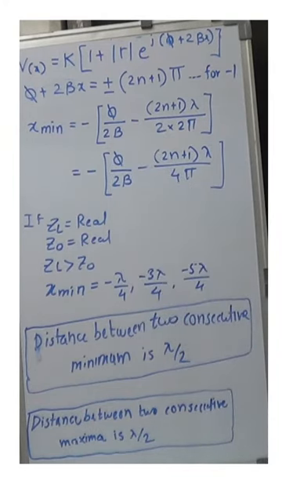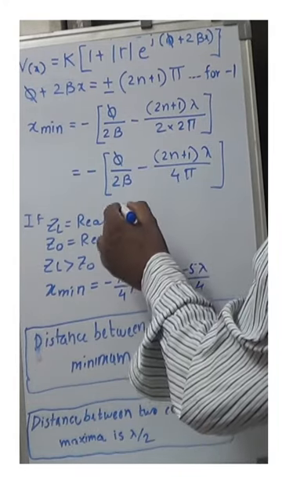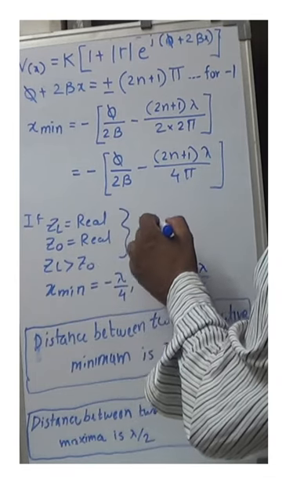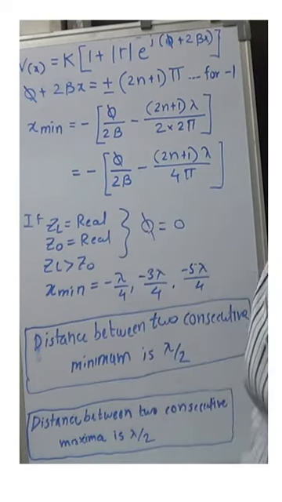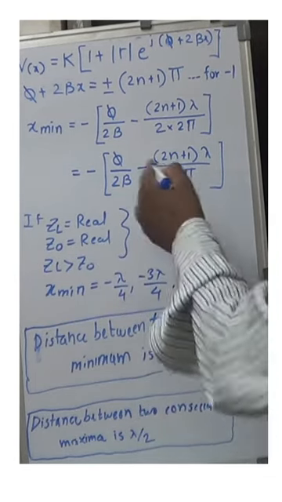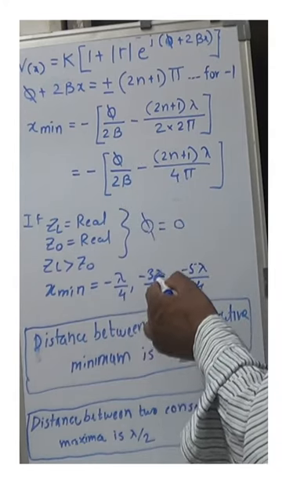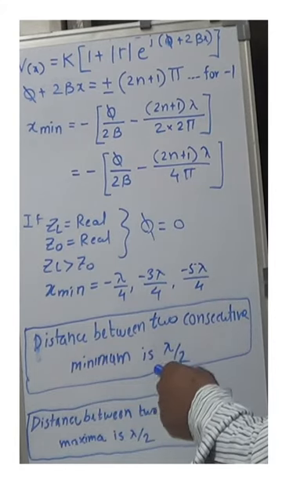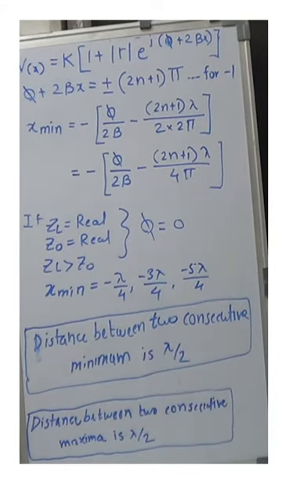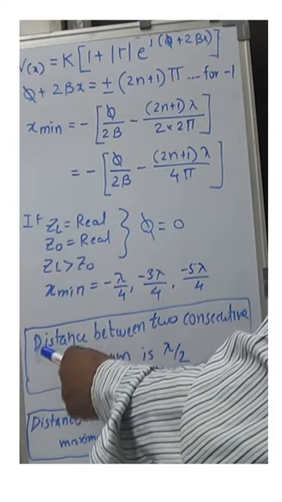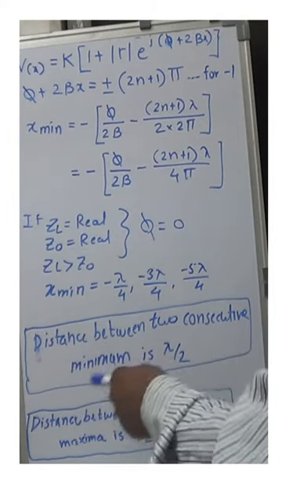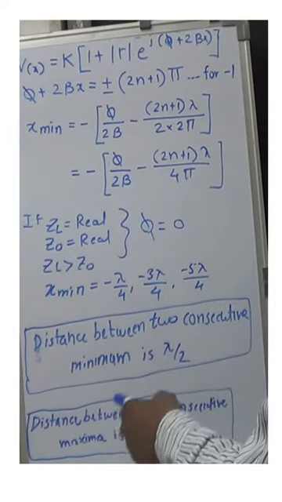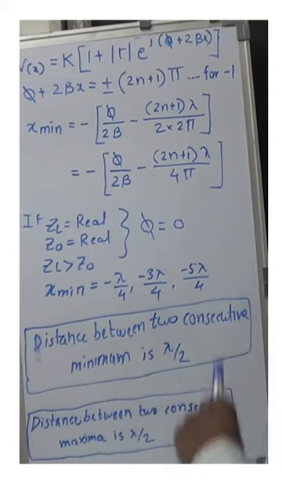I forgot to write here that for this condition, if you want a real value, then phi is equal to 0. So phi is equal to 0. So put this value here, minus is already there. So minus lambda by 4, minus 3 lambda by 4, and minus 5 lambda by 4. So the distance between two consecutive minima, again it is lambda by 2. So we have written that the distance between two consecutive minima is lambda by 2. The distance between two consecutive maxima is lambda by 2.